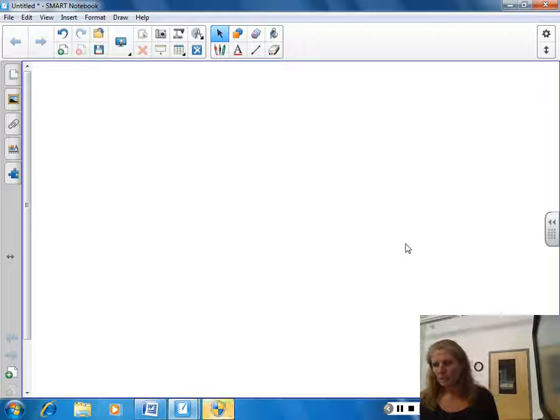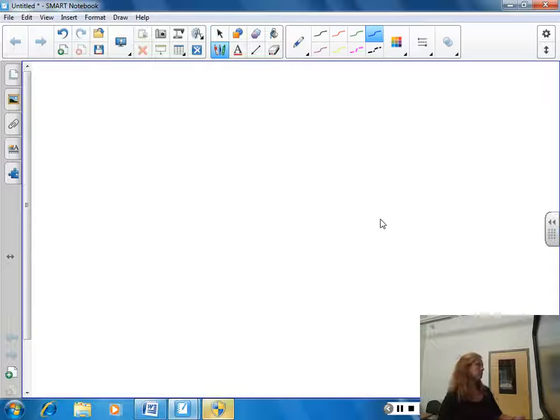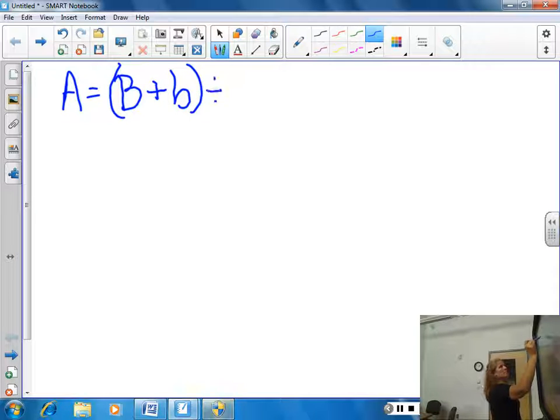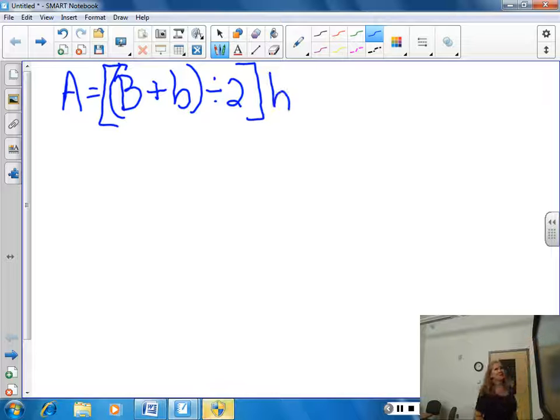All right, let's talk about a trapezoid. I'm going to write the formula for a trapezoid up here. It's hard. It's the hardest one. It's a big base plus a little base, whatever you get, divided by 2. And that whole answer times the height. So that's pretty complicated, but we'll see. It's not so bad once you get started.